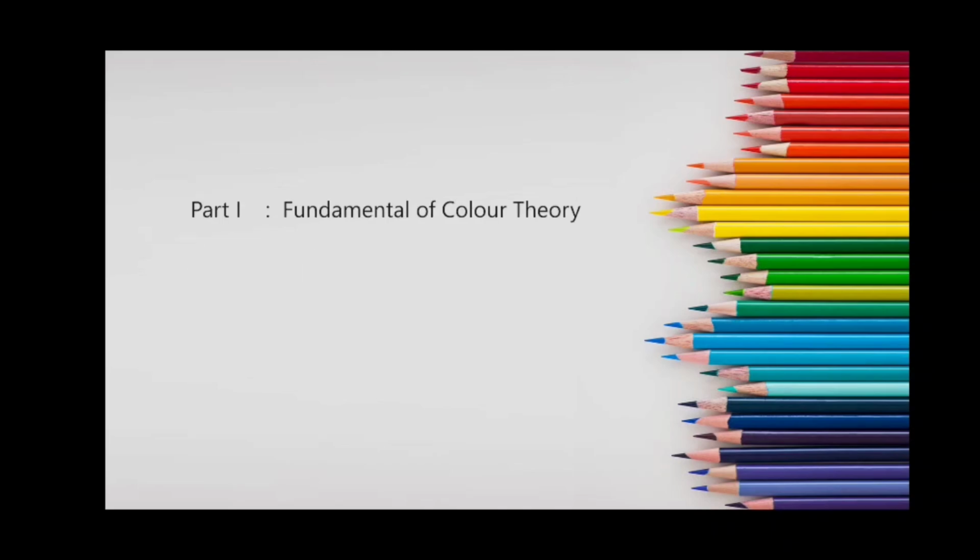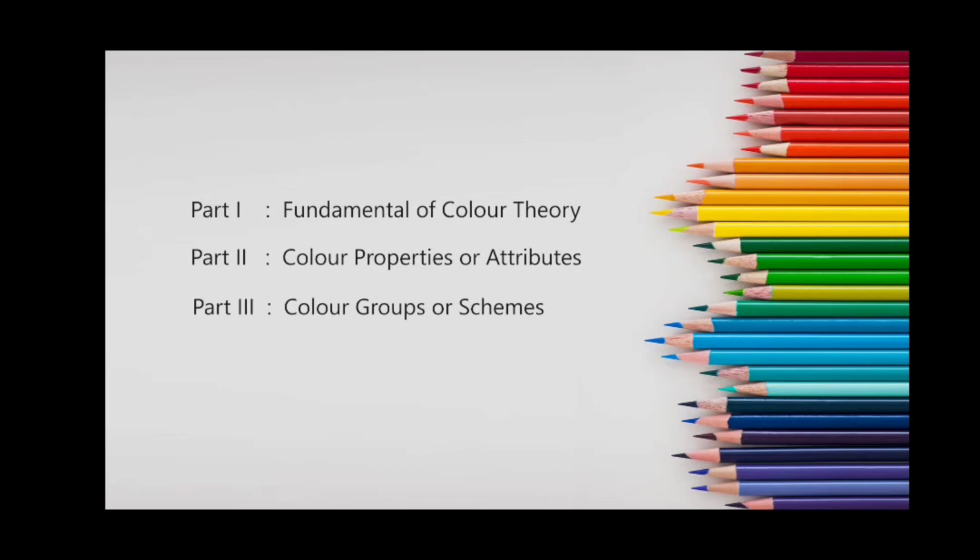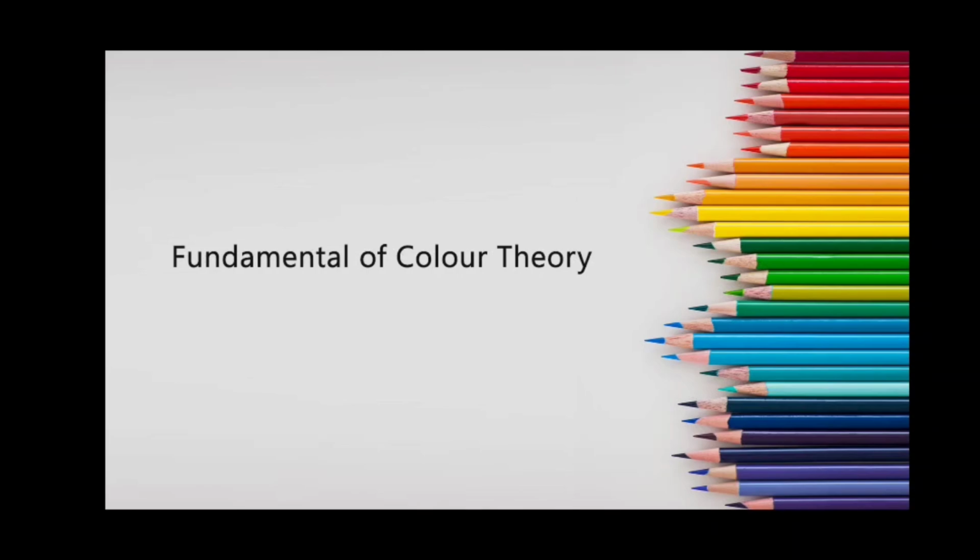In the second part, we have color properties or the attributes. In the third part, we have color groups or color schemes. And in the fourth and the last but not the least, we have color psychology. Let's get started with the fundamentals of color theory. Now, I believe that all of you already have some knowledge about color classification. We have already read about primary colors and secondary colors back in school, so it will be easier for you to understand what I'm saying right now.